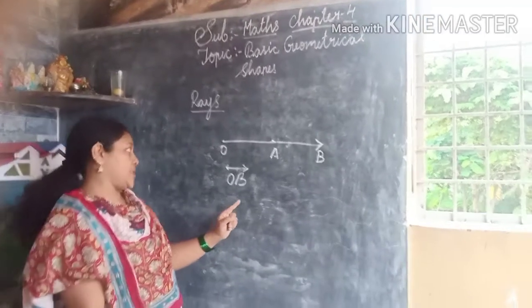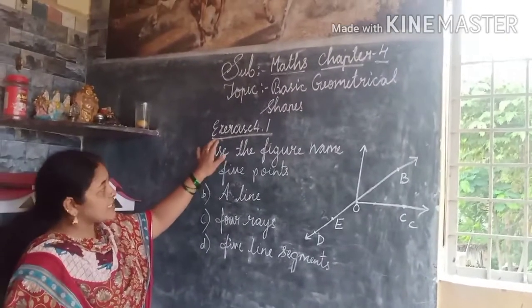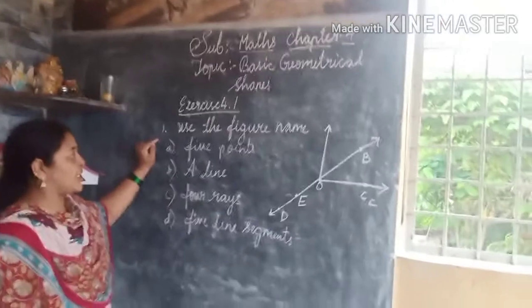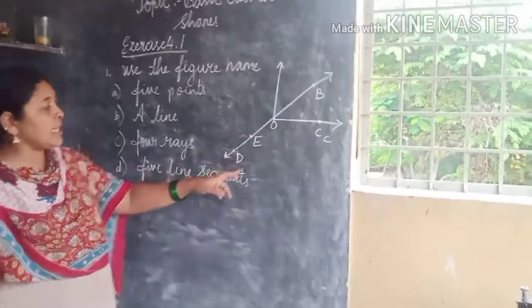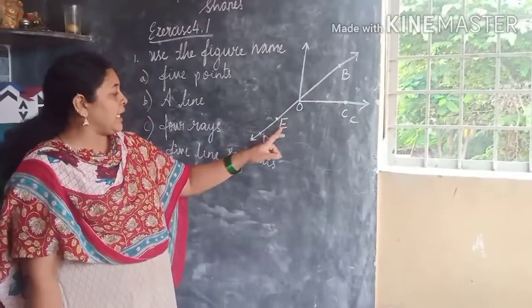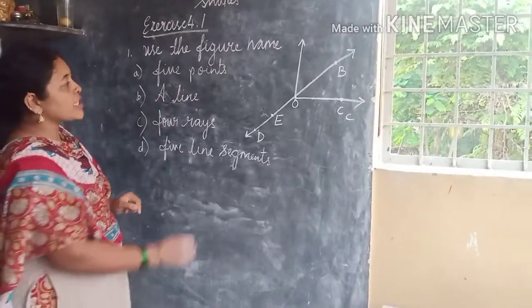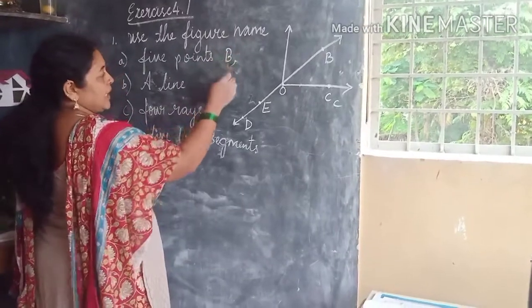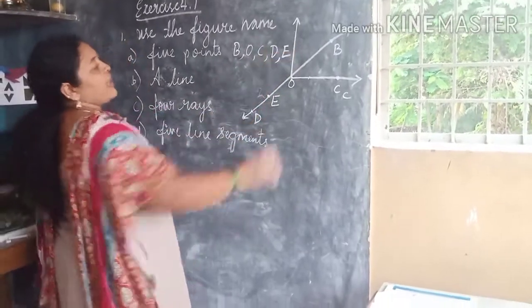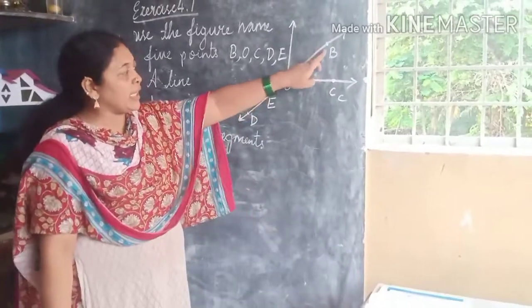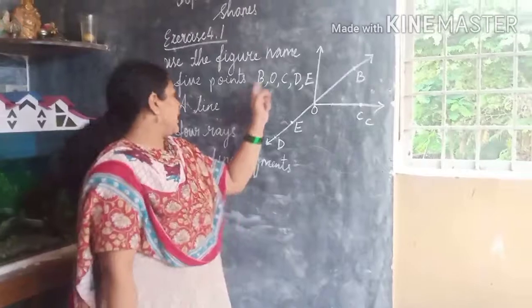Yes. Fine. Now let us move on to the first exercise, that is exercise 4.1. Look at the first question. Use the figure and answer this. Look at the figure here. We could see B, O, C, E and D. Here the first question says 5 points. Let's start with the 5 points, children. The 5 points are B, O, C, D and E. We have got the 5 points. Can you see B here? B, C, O, E and D. So we have 5 points.